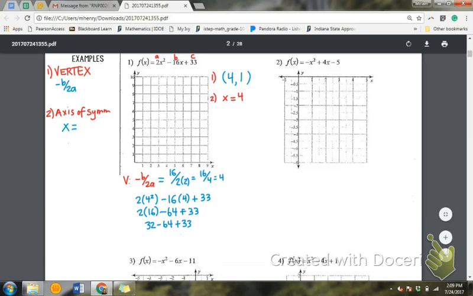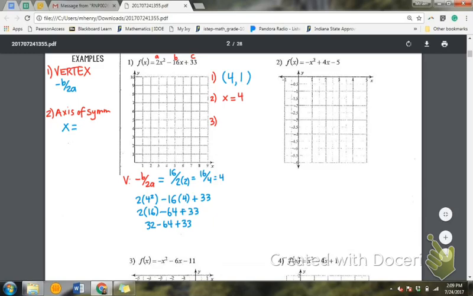What else is it asking us to do there at the top? The minimum and maximum. It says find the min and the max. Okay, so I'm asking you, does it have a minimum or a maximum? Well, how do we tell if it has a minimum or a maximum? We look at which number? The first number, the A value. If it's positive, it's going to go up. If it's negative, it's going to go down.